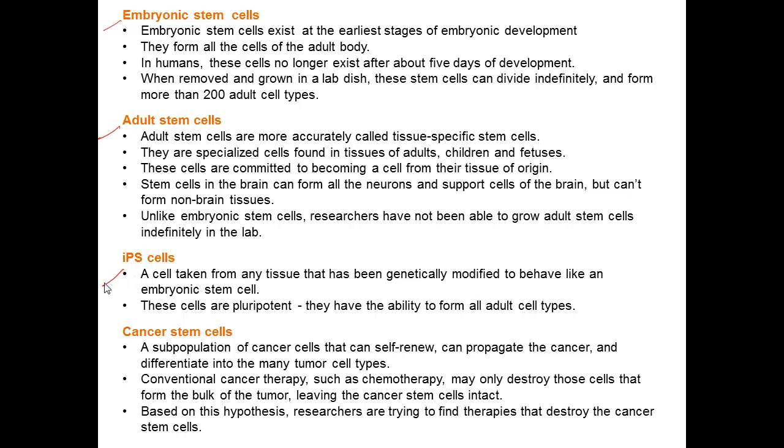There are induced pluripotent cells, which are created by taking an adult cell and de-differentiating it into an embryonic stem cell-like condition. And then there are also cancer stem cells, which might be a small percentage of any cancer, but which might go a long way to explaining why cancer treatments are often ineffective.